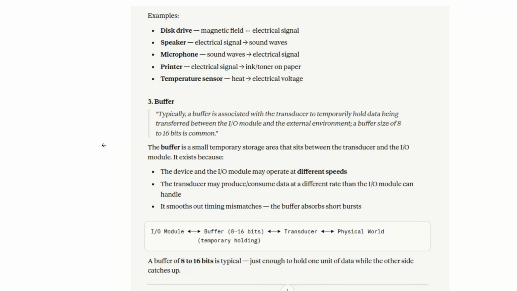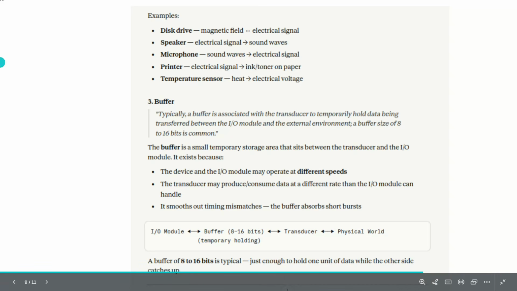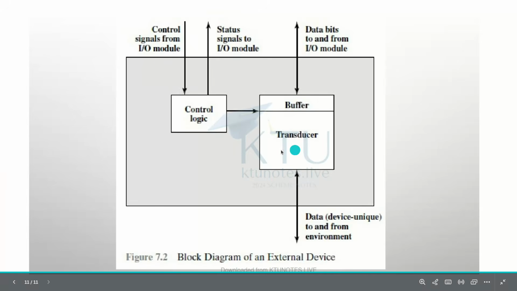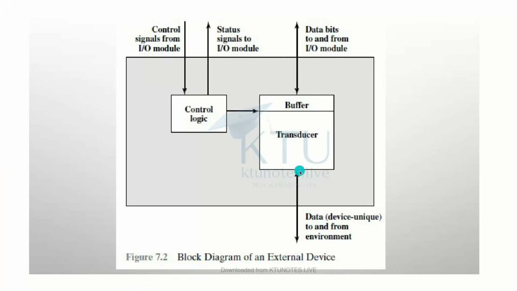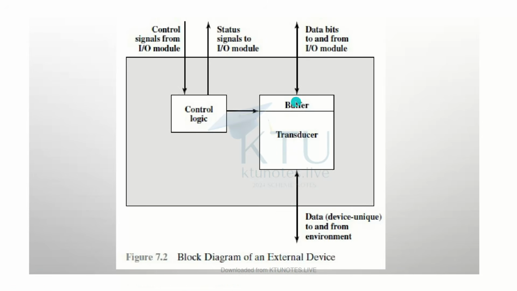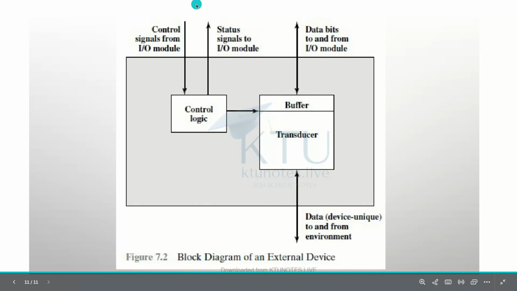So this conversion of energy is basically happening with the help of the transducer, which is present here. The transducer can give data in and data out, that is, two things can happen. Data to and from the environment happens through this transducer, because from the transducer the final output, in whichever form you require, comes out.